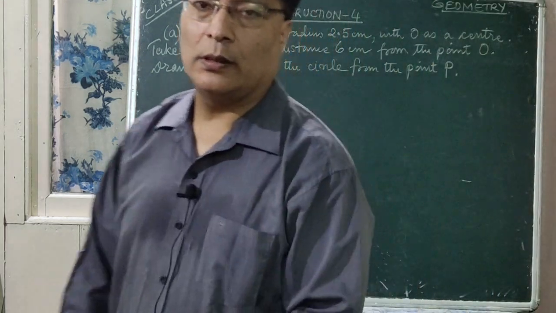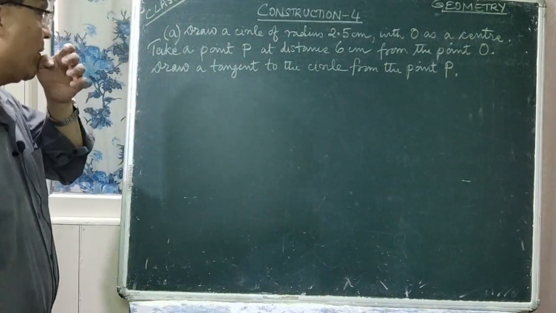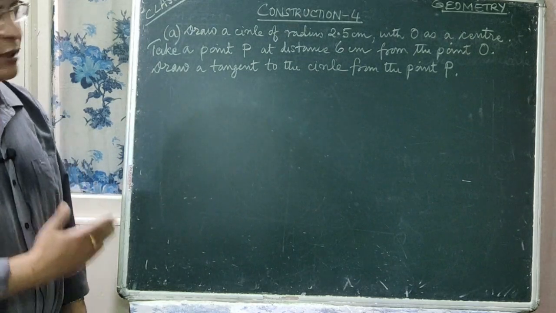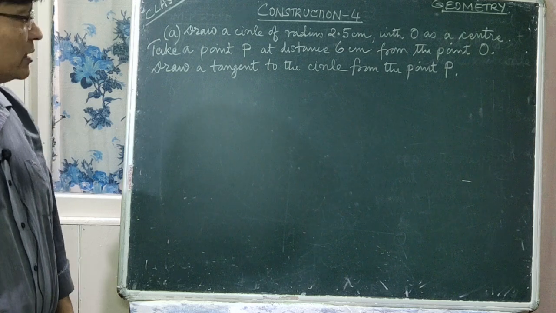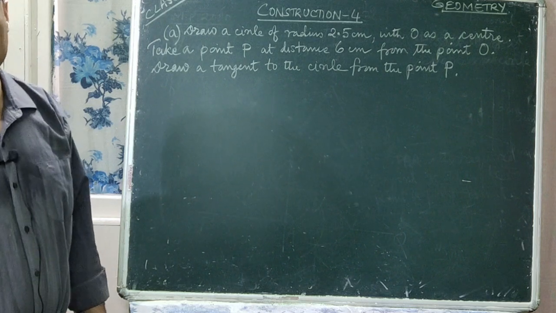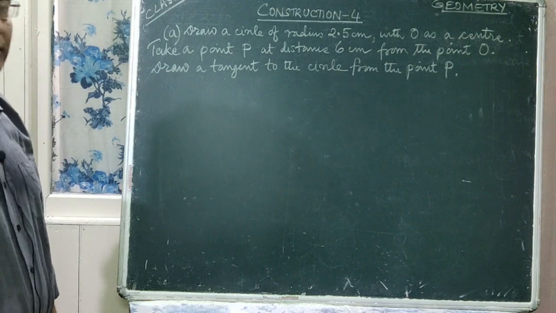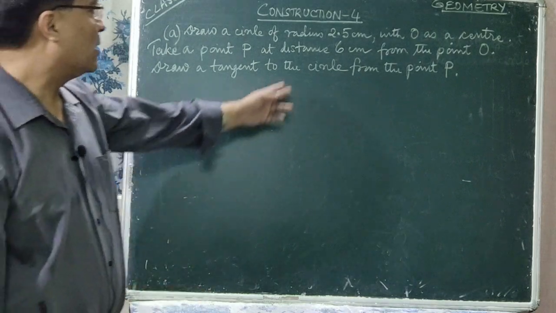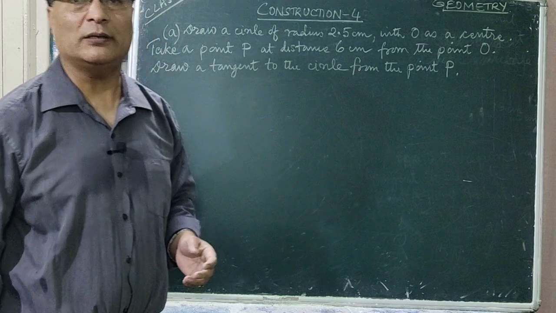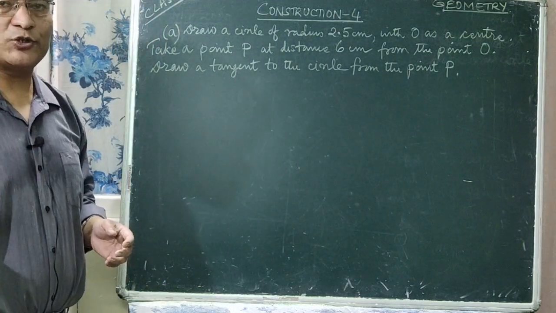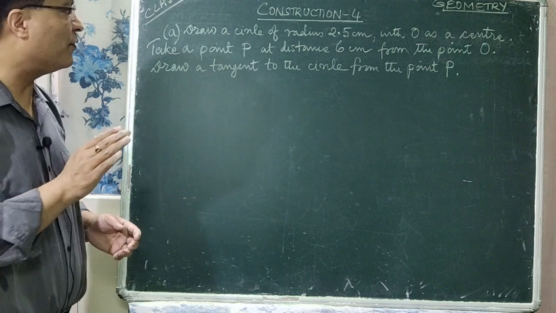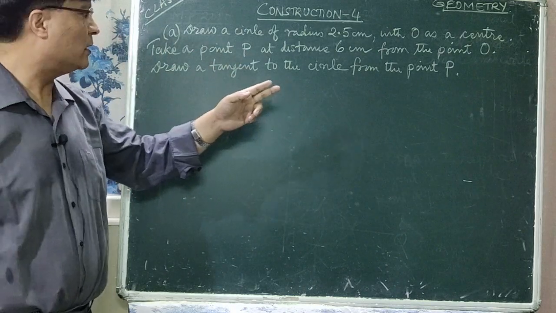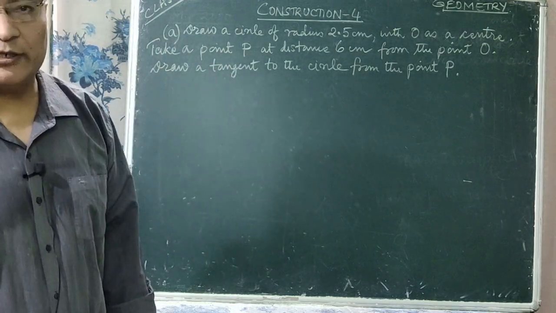Now we'll do construction number four. The question is, draw a circle of radius 2.5 centimeter. So in this case, you have to draw a circle of radius 2.5 centimeter with O as the center. O is the center of the circle, right? Now we have to take a point P at a distance 6 centimeter from the point O. Since this 6 centimeter is more than the radius of the circle, this point P is outside the circle, at a distance of 6 centimeter from the center O. And from that point P, you have to draw tangents to the given circle.